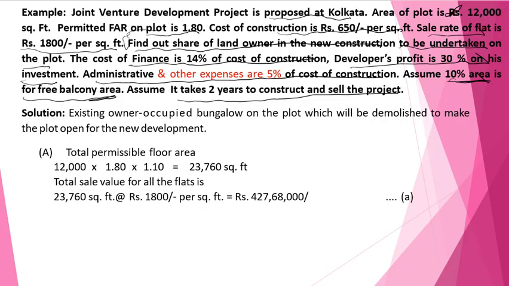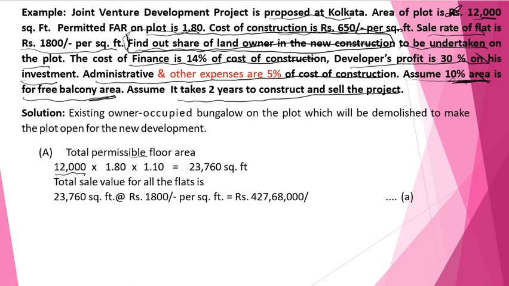You have to find out the share of landowner in the new construction. See here in the question what he has asked you to find out. Total permissible area: the plot area of 12,000 square feet is given to you, and 10% free area for balcony is given.